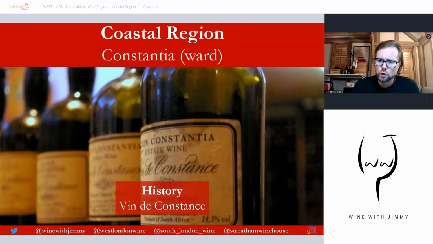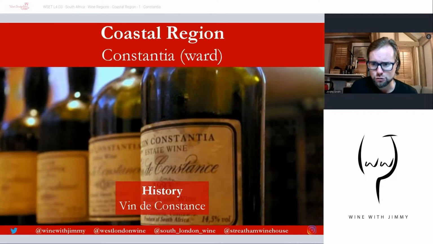Now, we know, of course, there's something very important to talk about, because this is the home of Vin de Constance, a dried Muscat dessert wine today from Klein Constantia, produced since the 18th century with about a 120-year hiatus of production from 1866 to 1986. And that's because phylloxera kind of decimated it and nobody revived it after that point.